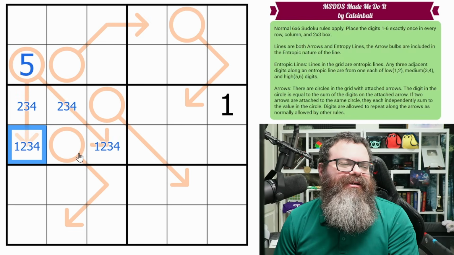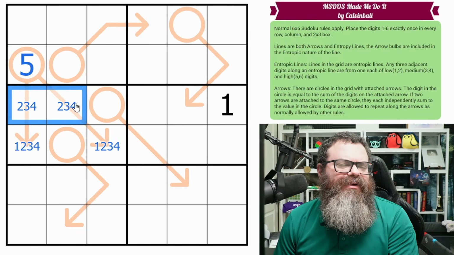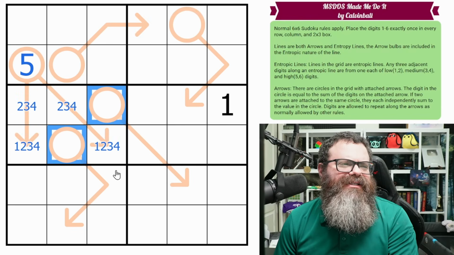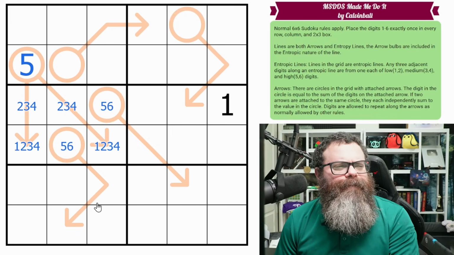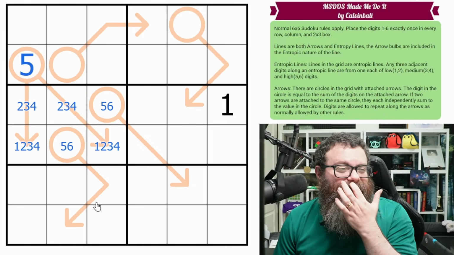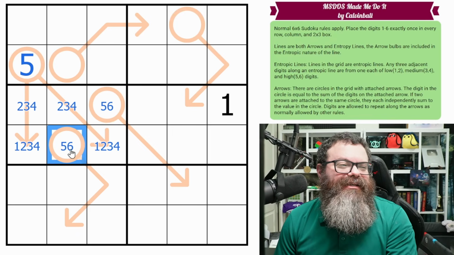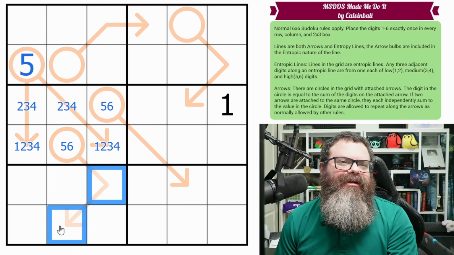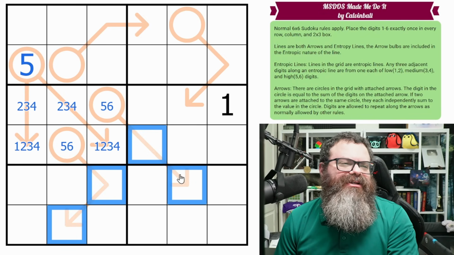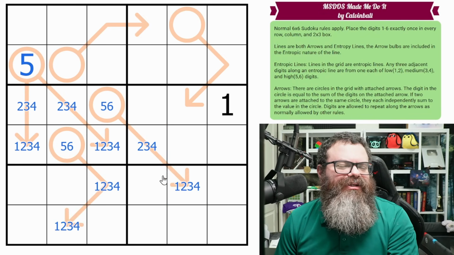The one's not down here. Sorry, one's not in these 2. And this is a 5, 6 pair. So again, I don't think we can add to 6. Well, no, if we add to 6, then we're 2, 4. So these are from 1, 2, 3, 4, which I guess is just the entropic doing its job.